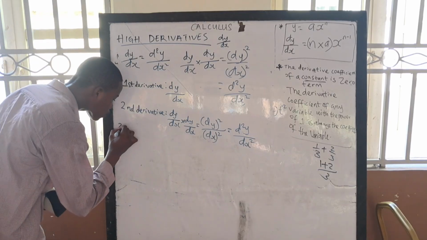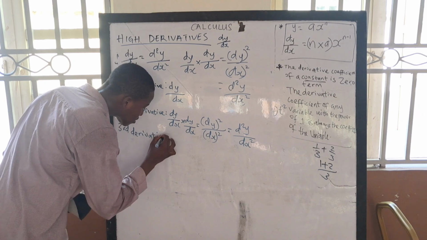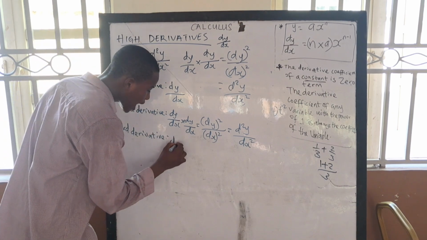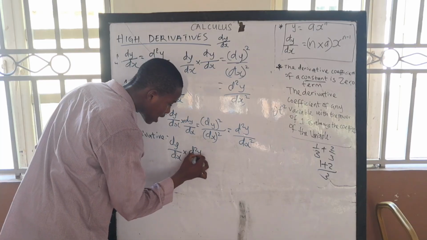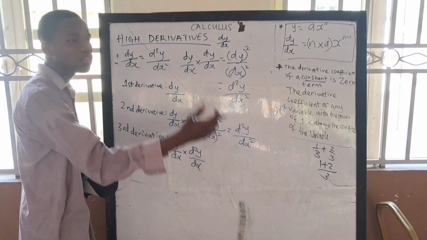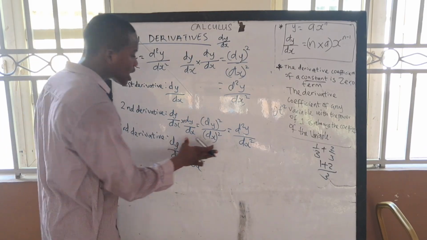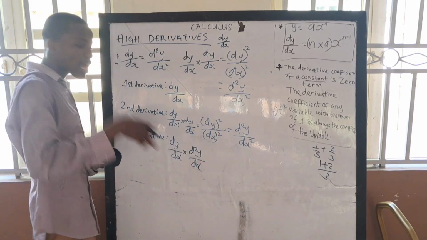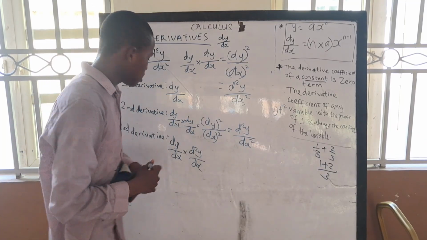Now let's first get the third derivative. That means you're having d/dx times your second derivative, right? That means you're differentiating your second derivative again. When it's differentiated the first time, that's your first derivative. If you differentiate it the second time, that's your second derivative. If you differentiate it the third time, that's your third derivative. You can continue differentiating it.